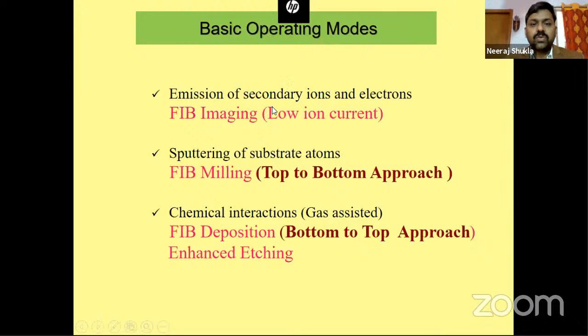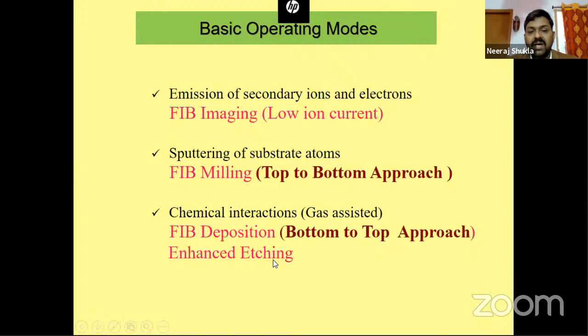So what we do, there are three more basic modes which we try. One is emission of secondary ions and electrons, which I shared. This is used for FIB imaging at low ion current, and FIB milling, which I just discussed: sputtering of substrate atoms. And then chemical interactions, gas assisted. This is more important, that deposition. So gas assisted is how we deposit layer by layer atoms from the bottom up.